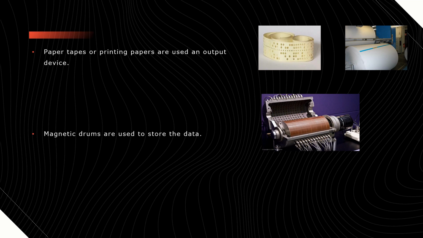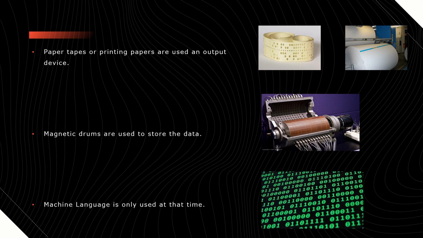Magnetic drums are used to store the data in this first generation. In this generation, mouse, keyboard, CPU and monitor are not available. And machine language is only used at that time. So to write any program, the programmer has to write the code by using machine language only. It is very tough task for the user.